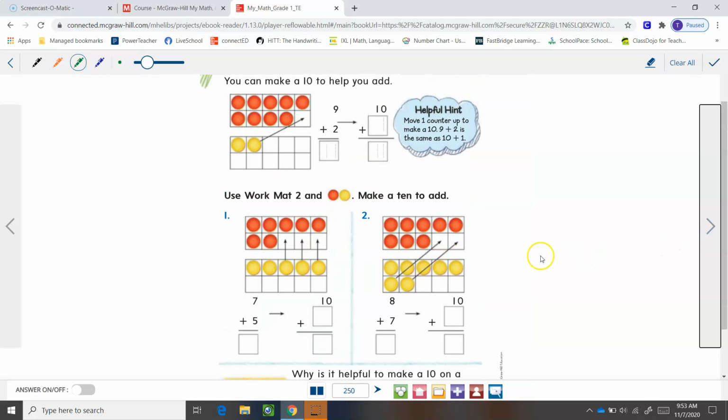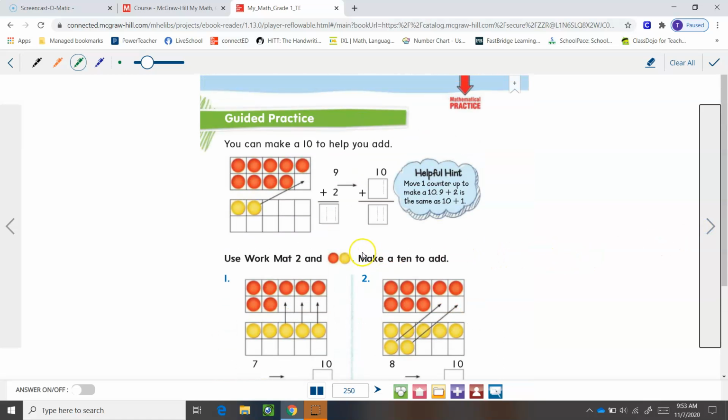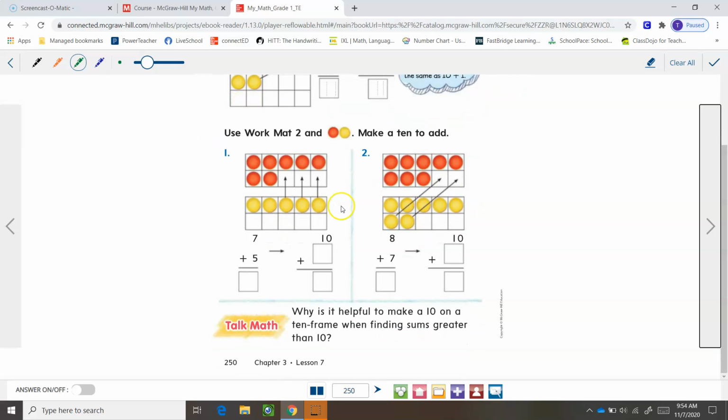So as you can see on the practice pages here, what it says is 9 plus 2 equals, we know that it's 11. We know we can move this over to make a 10, so now it becomes 10 plus 1, and that is the same as 9 plus 2. So using our strategy, make a 10 to help us add within 20. So let's do these first two together.